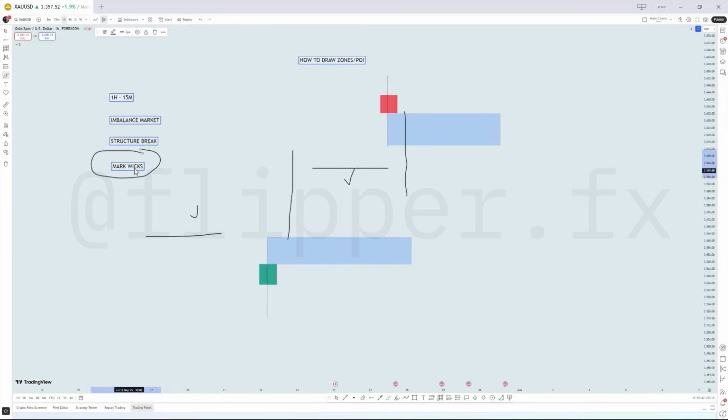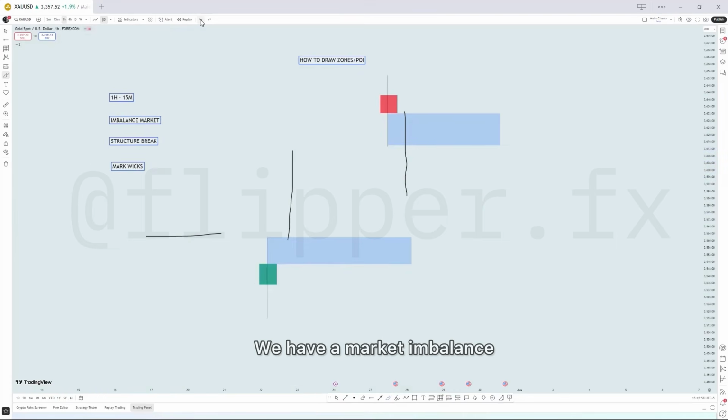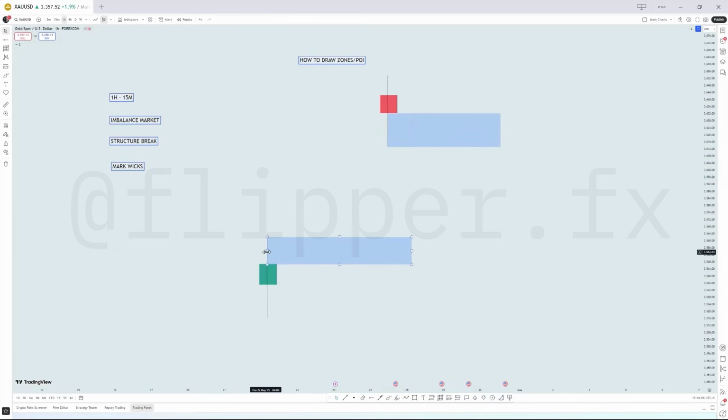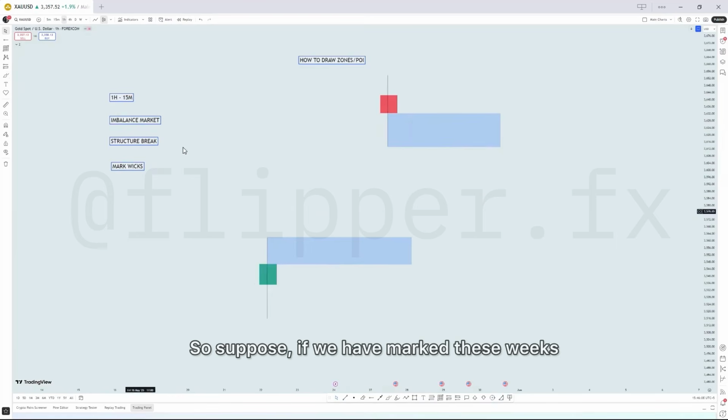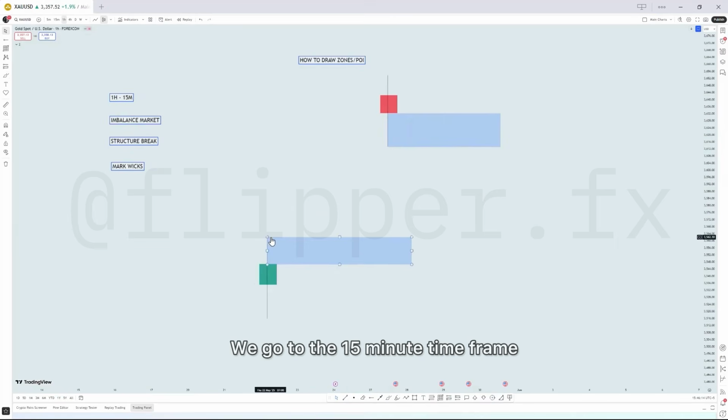Everything looks good. Now, my main task is to mark the wicks. So let's focus on that. We have a structure break, we have a market imbalance. Now, what do you do? You mark the wicks on the 1 hour or 15-minute time frame. So suppose we have marked these wicks on the 1 hour time frame, then what's the next step? We go to the 15-minute time frame.